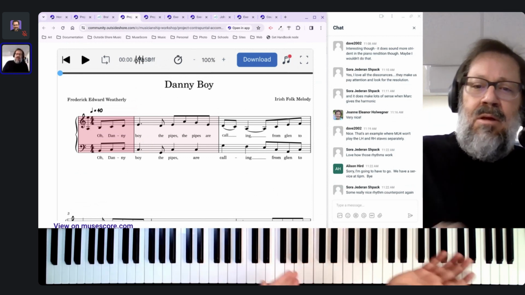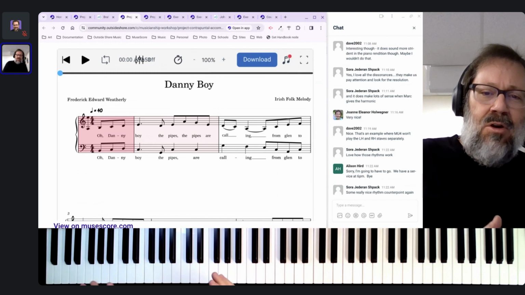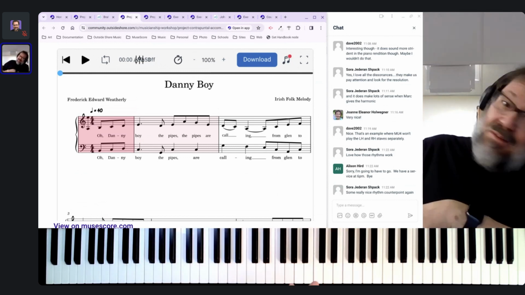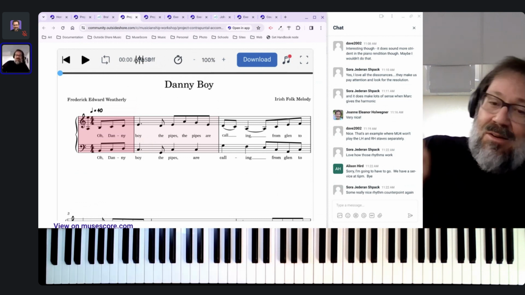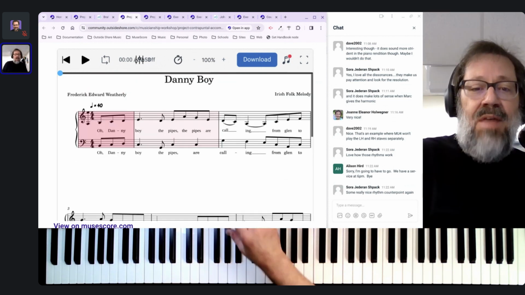Like, in the lesson that I gave on parallel octaves, I used a Beethoven example where he had some counterpoint going, and then he did something that was very specifically parallel octaves because it was just thickening them. It was just doubling the melody. So that's all good.